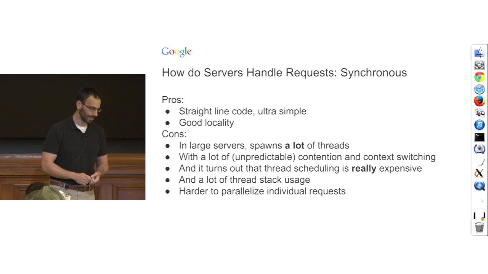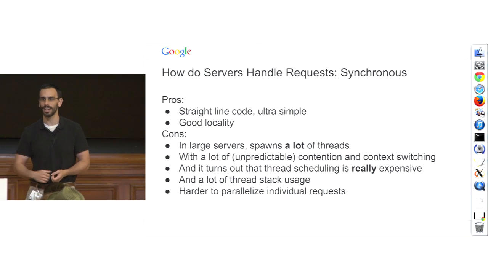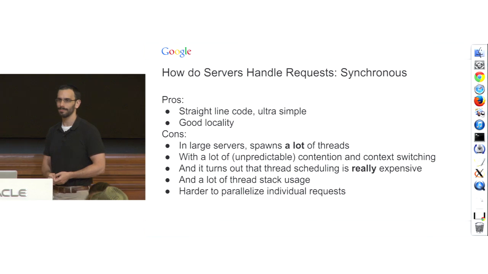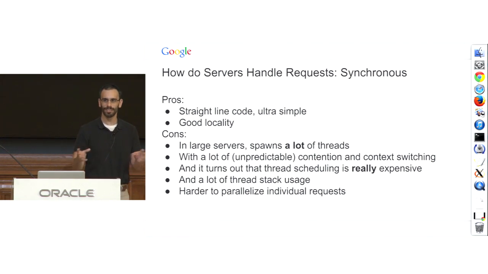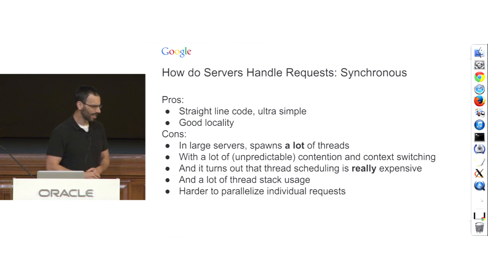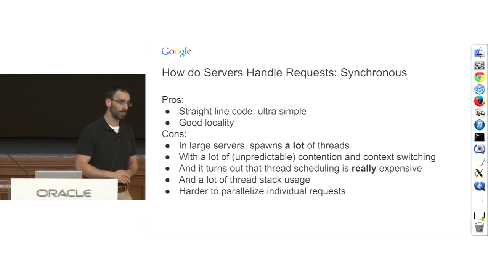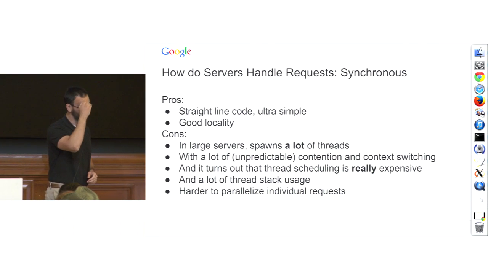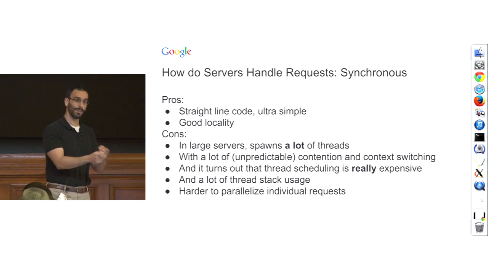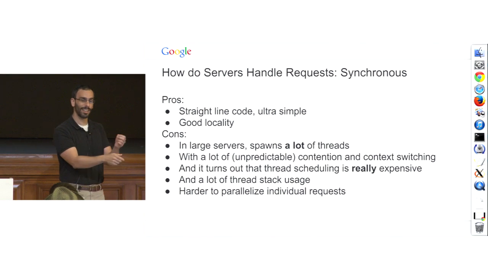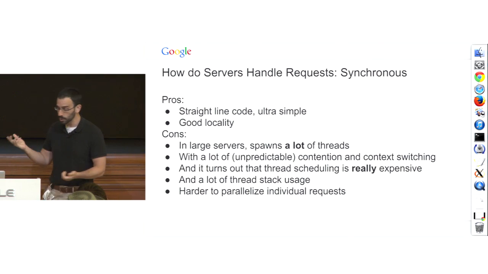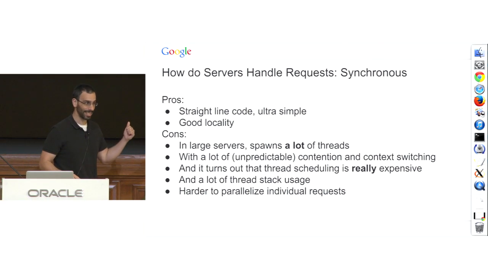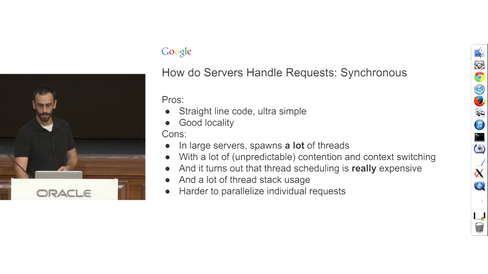And there's a lot of thread stack usage, which translates to a lot of RAM usage. By default in HotSpot 64-bit, each thread stack is a megabyte. Well, and then you have 1,000 of those, or then you have 10,000 of those, and then we'll start to talk about real numbers. It's also harder to parallelize individual requests because it's all single-threaded. So if there's something in the individual request you want to do in parallel, you have to kind of handcraft some parallelism. So what do people do instead? Because they can't write this kind of code in servers that scale at all. What do they do instead?